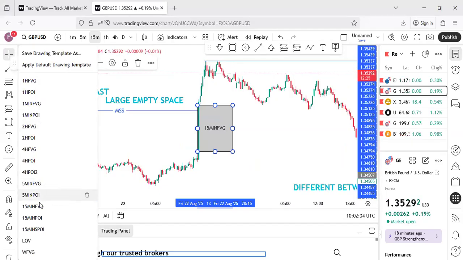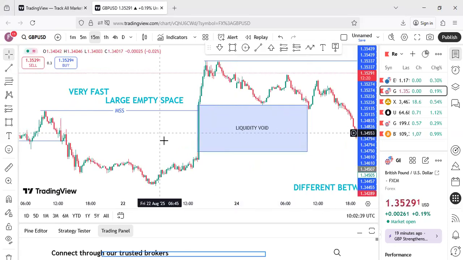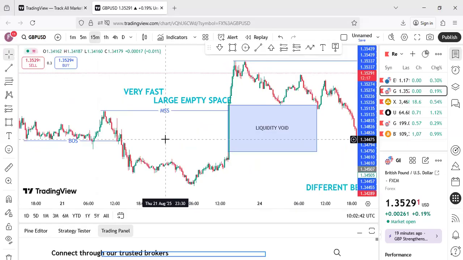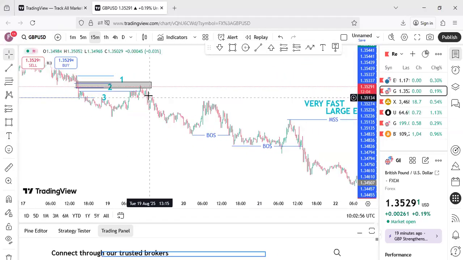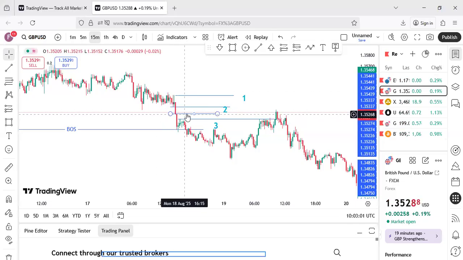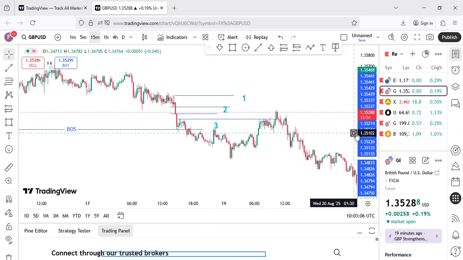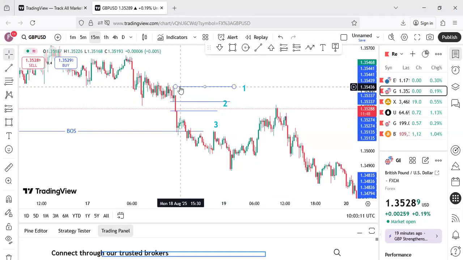Liquidity void. Are we following? Now, that is the number one difference between fair value gap and liquidity void. The second difference: in the case of a fair value gap, there is a clear gap between candle one and candle three, a clear space. The gap is very clear between candle one here and candle three.